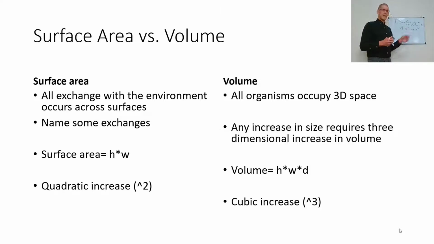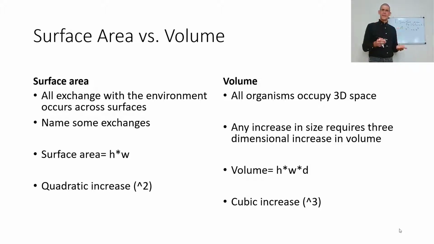So as an organism increases, it's a quadratic increase. The size of the surface area is going to increase by a square. But volume matters too. So volume increases as well. All organisms will occupy a three-dimensional space. Any increase in size requires a three-dimensional increase in volume. And volume can be the height times the width times the depth. This is a cubic increase.